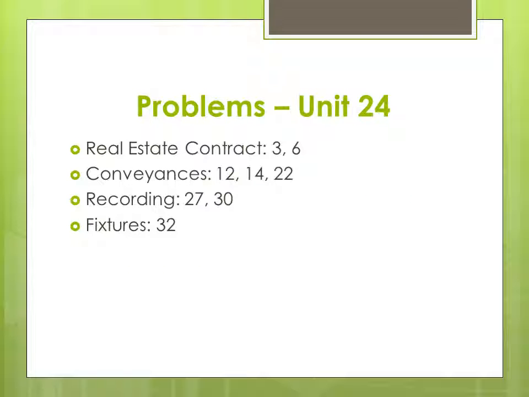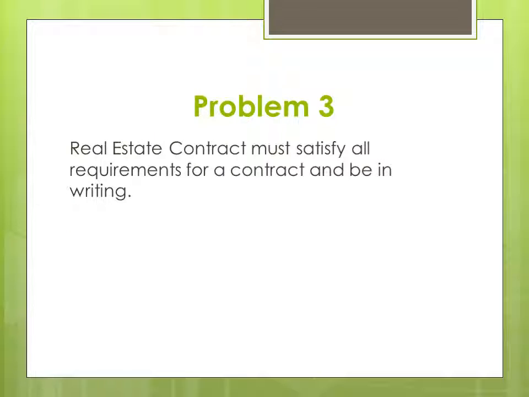So next we're going to look at the problems in Unit 24, and we'll look specifically at the sections of real estate contracts, conveyances, recording, and fixtures. Real estate contracts must satisfy all requirements of a valid contract. So there must be an offer and acceptance, consideration, legality, and competent parties, and the contract to sell must also be in writing and signed by the party to be bound. So the question asks, a contract for the sale and purchase of real estate, which is called the real estate binder.